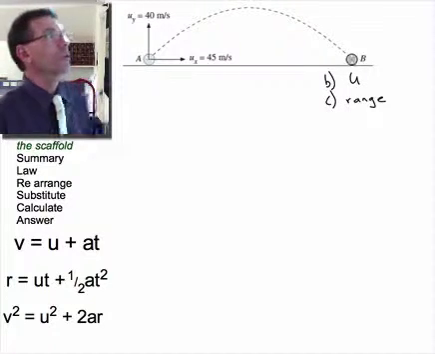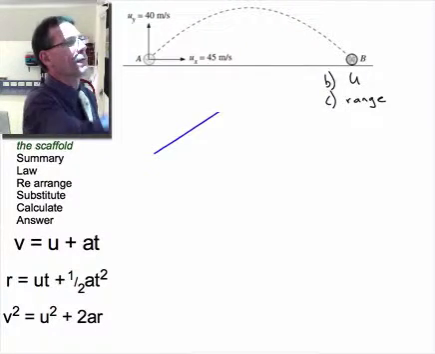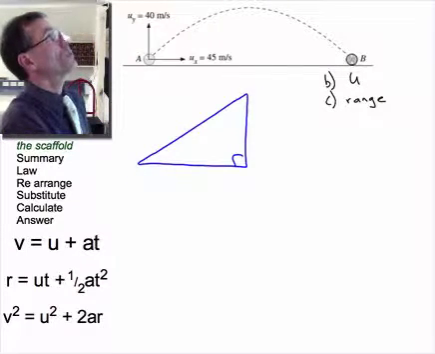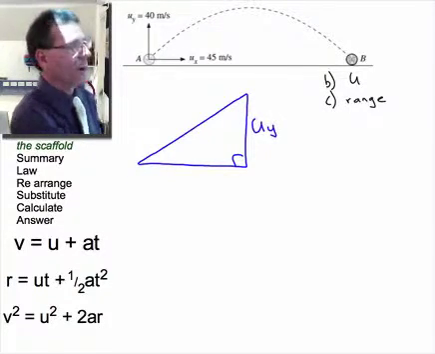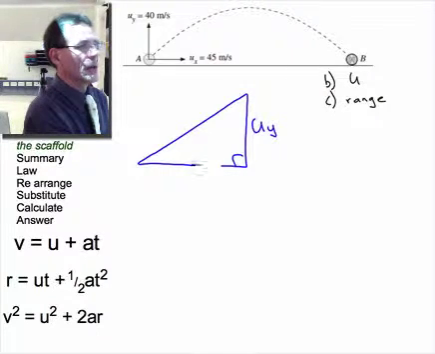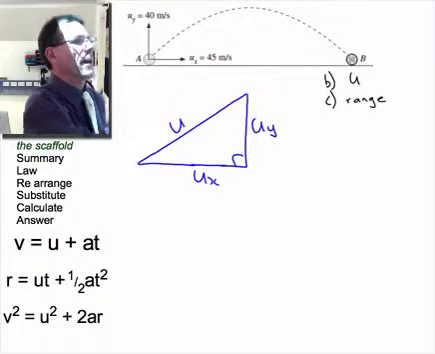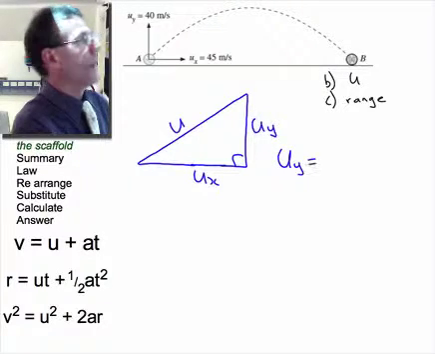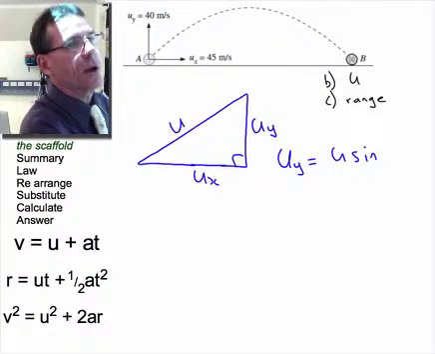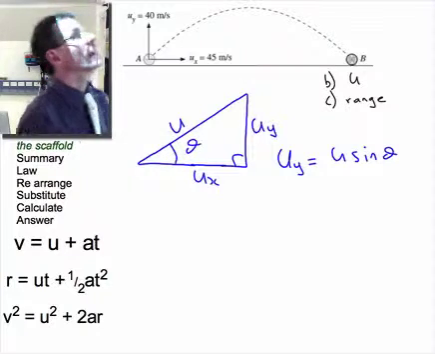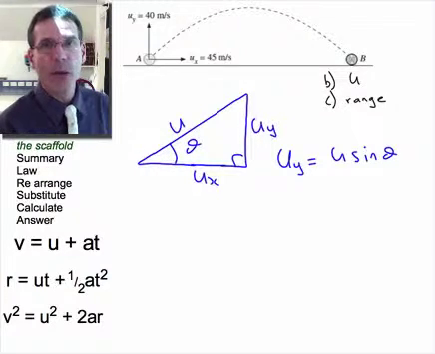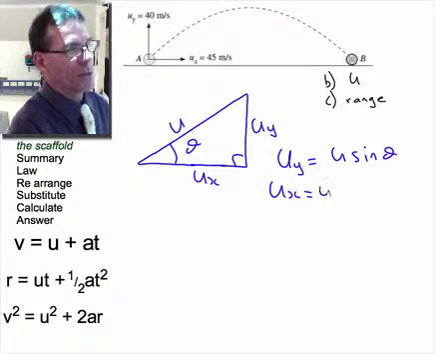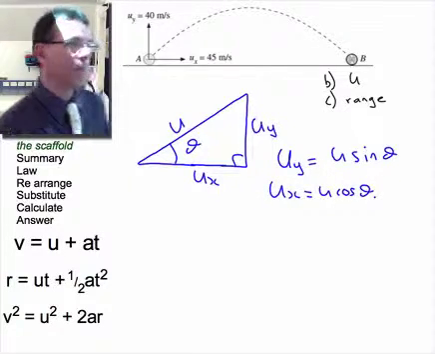We need to find u. If you remember from before, we need to break it up into its horizontal and vertical components, or in this case, recombine the horizontal and vertical components to find out what u is. We looked at this before. Uy equals u sine theta, where this is theta here, which happens to be an unknown angle, so we need to find the angle as well. Ux equals u cos theta.